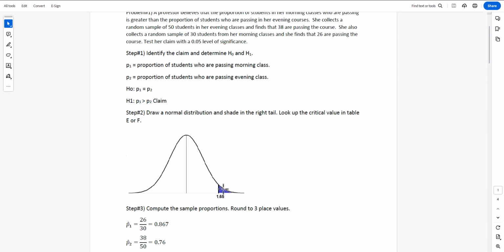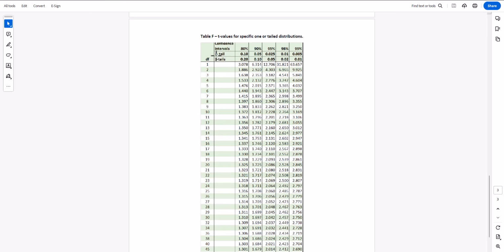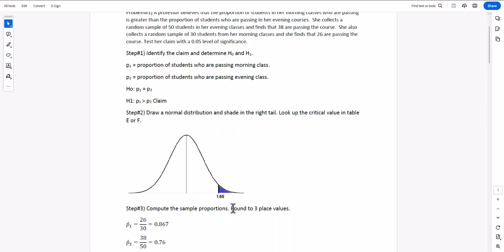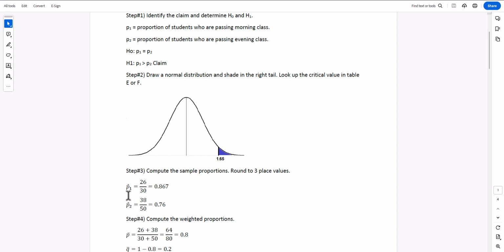It's a right-tailed test. We look up the critical value, 1 tail 0.05. 1.65 is the critical value. We calculate the sample proportions. So P hat 1 represents the morning classes. 26 out of 30 pass. We'll round to 3 decimals, 0.867.